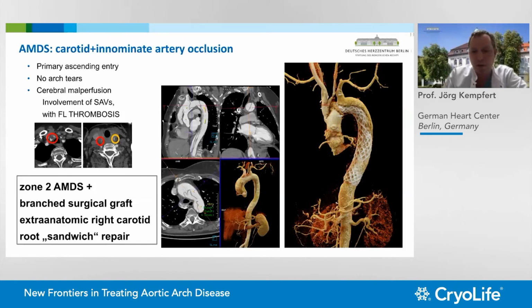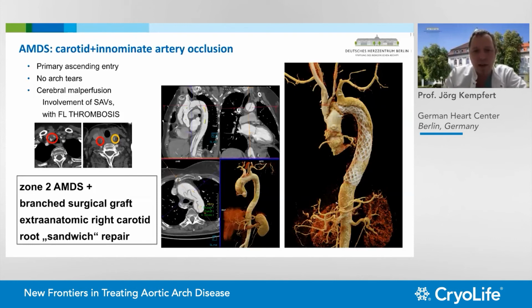and also there was no suspected connective tissue disease or polyaneurysmatic aorta. And this is why in this case we decided to do zone 2 AMDS, but not a straight one, rather a branched surgical graft to house the extra-anatomic right carotid, as well as end-to-end to the left and the innominate. And the root was repaired using a sandwich technique in this case.